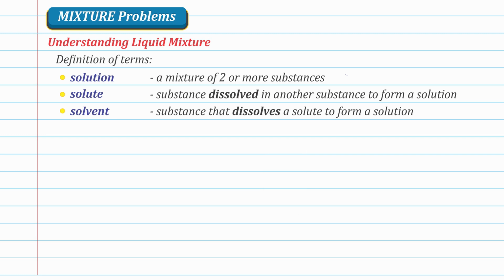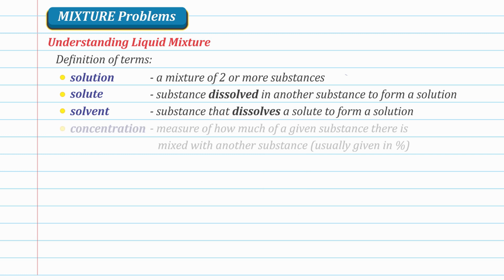And finally, a very important term, concentration. It's a measure of how much a given substance there is mixed with another substance, and this is usually given in percent. Now, we consider a constant amount of mixture. We have to know that the higher the concentration value, the more solute is present in the mix. The lower concentration value, the less solute is present.